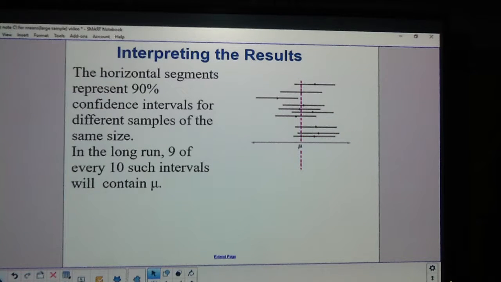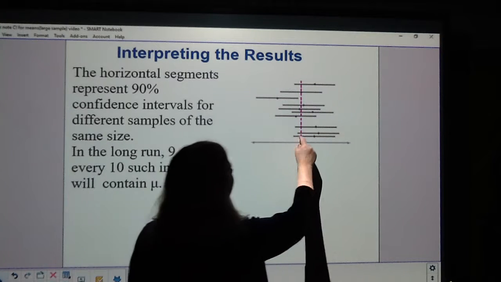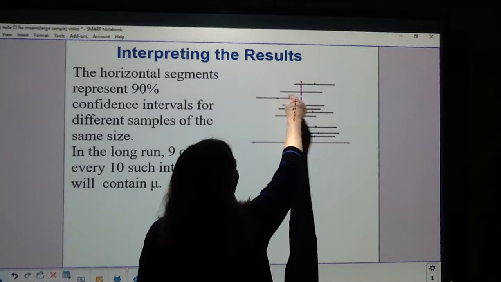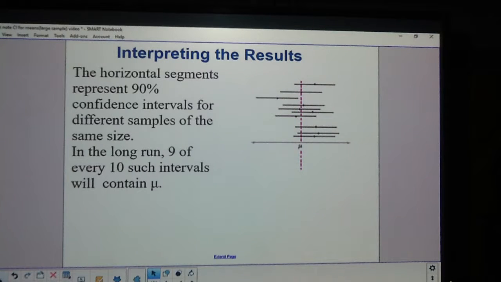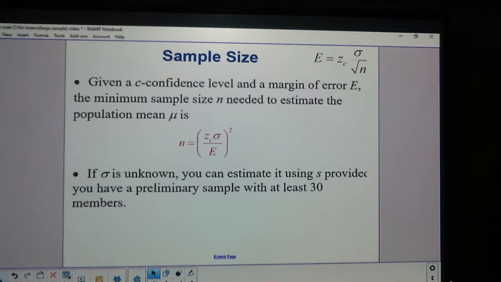So for example, 9 out of 10 of the intervals will contain the mean. And you can see if this is the mean value, the mean's in 9 out of 10. That's what it's got in. Okay, so there's a diagram of what we're saying here. So that's interpreting your results.